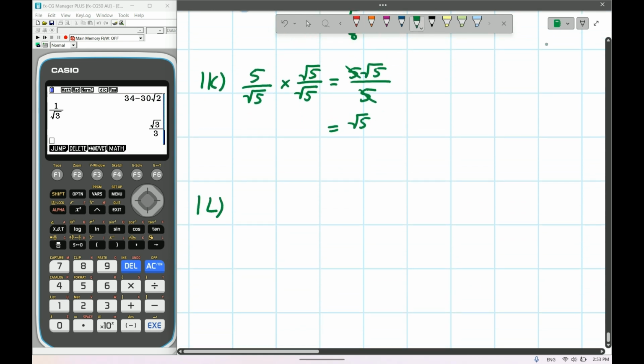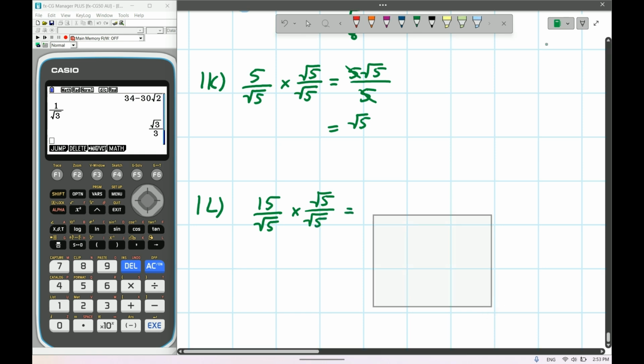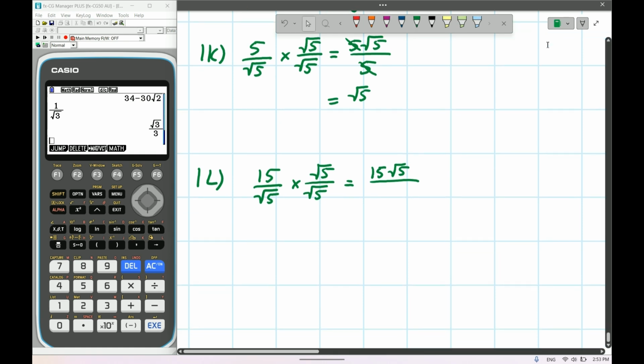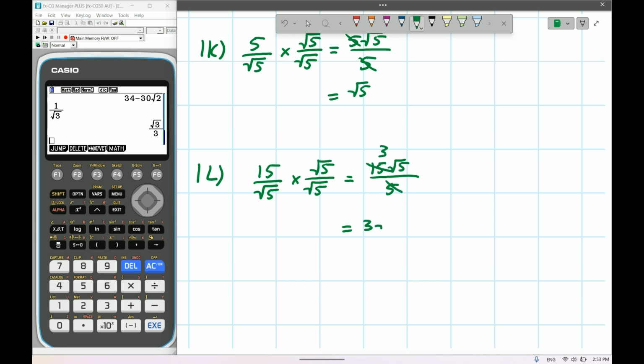1L. So you got 15 over root 5. And we times it by root 5 over root 5. So the top of the fraction, or the numerator, will become 15 root 5 over the bottom, which is the denominator. Square root 5 times square root 5 is just 5. And then once again, these can partially cancel off, so you're left with 3 root 5. 1m.